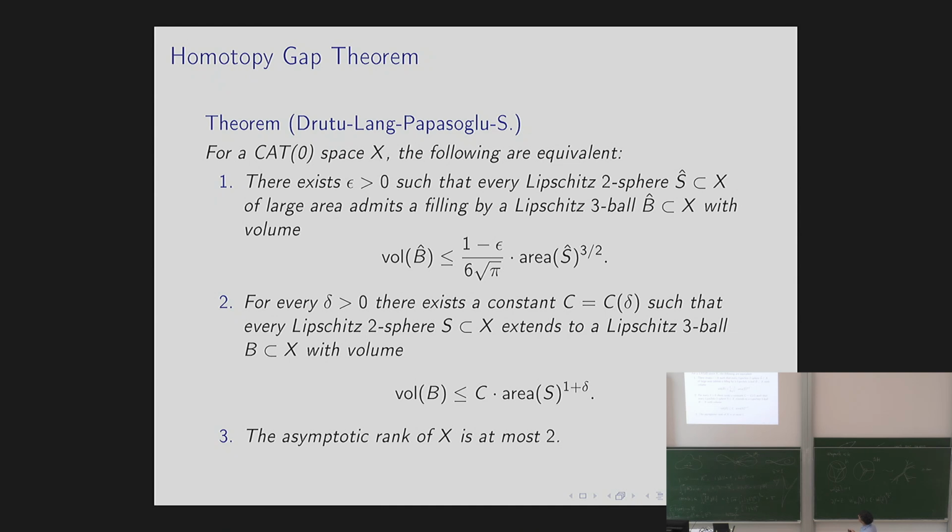And the statement says, well, these 3 things are equivalent, so I never really told you the precise definition of this, and I don't want to, but I think I gave some idea what this asymptotic rank at most 2 means.